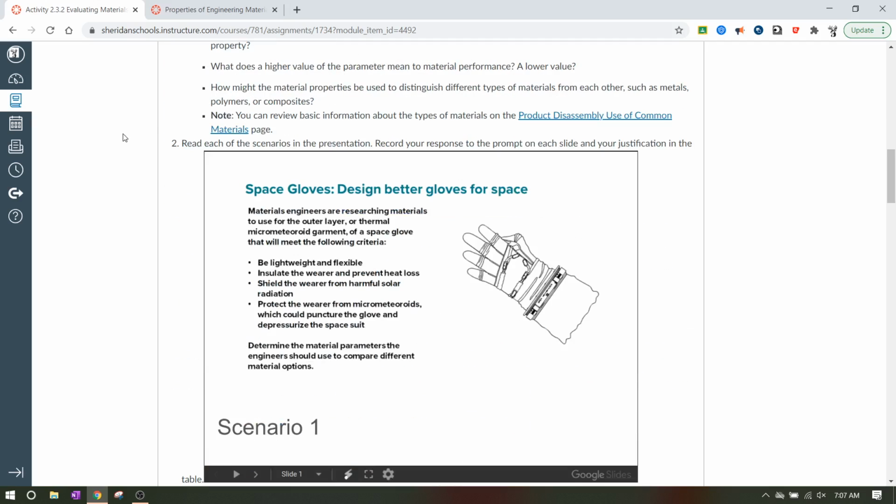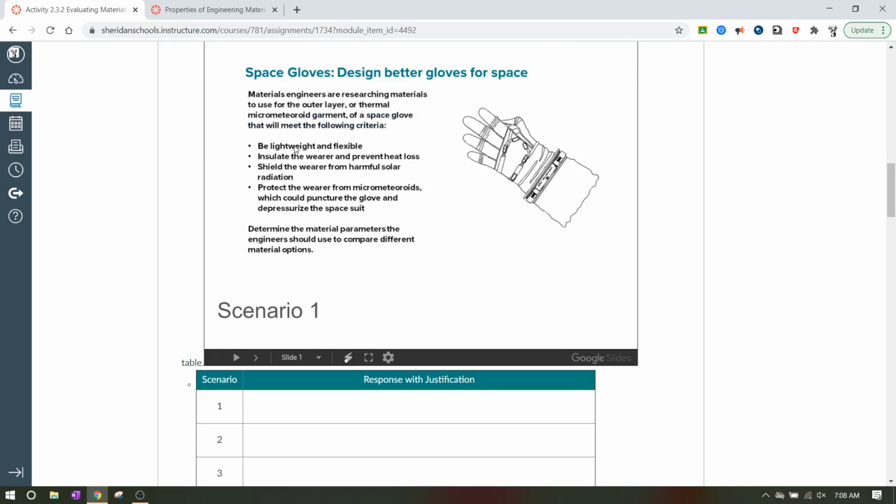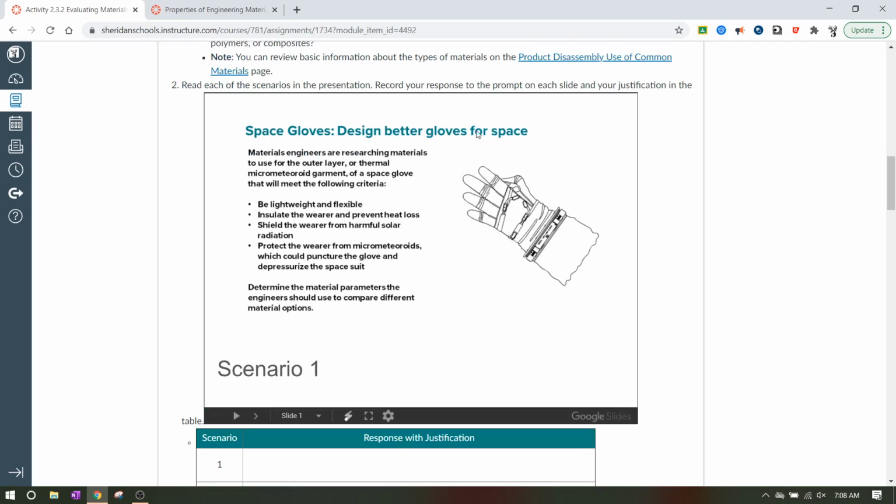In the second part, it says to read each of the scenarios in the presentation and record your response to the prompt on each slide and your justification in the table. The first scenario is about space gloves: design better gloves for space. Obviously, space gloves are very different from garden gloves. You don't want to take space gloves and say, I'm going to go prune my petunias. Nor do you want to take garden gloves into space and say, it's a vacuum, I'll be just fine.